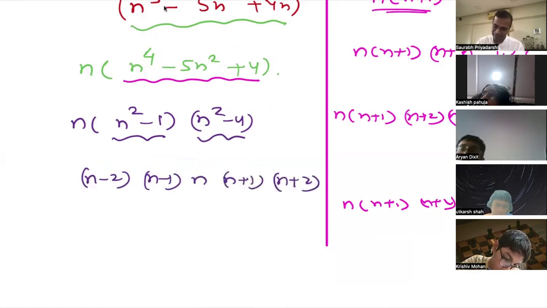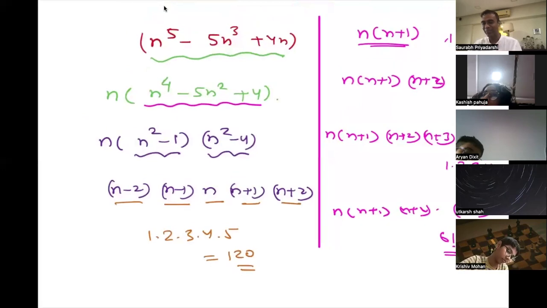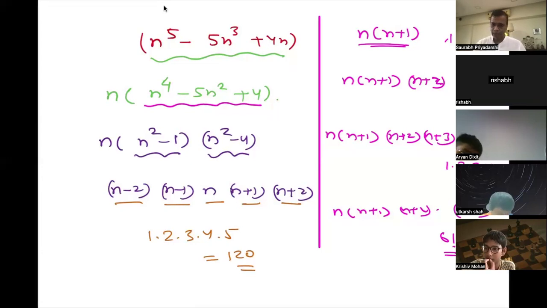Which is a product of five consecutive integers, so that's why it will always be divisible by 1, 2, 3, 4, and 5. So the product of this is 120. So the number will be divisible by 120. Is this okay? We have lots of methods, right? But what to use for numbers, that we have to understand. Yes, we have induction, that's very good, but why use induction if we have some simpler method? I hope you all are getting this. Okay, everyone?